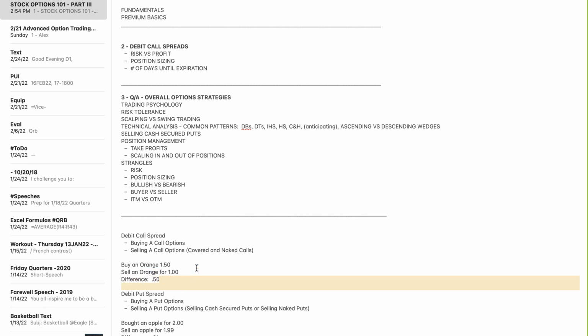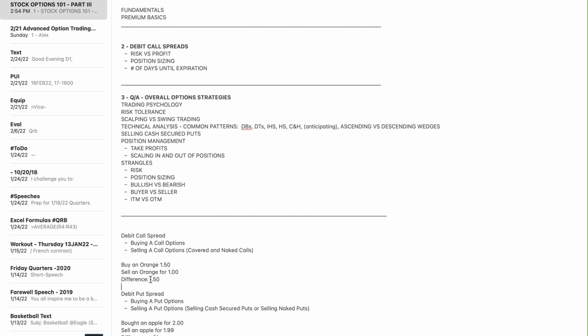So now, when we say we're buying an orange, of course, we're talking about buying a call. When we say we're selling an orange, of course, we're talking about selling a call. The same thing applies here, right? So let's say instead of single-handedly buying an orange, which will cost us $1.50, or instead of single-handedly selling an orange for $1, we bought the spread.